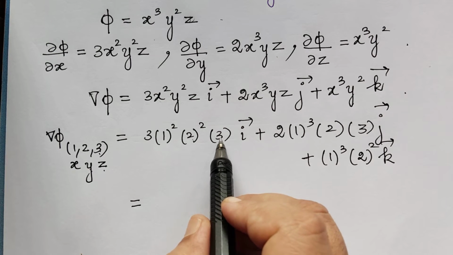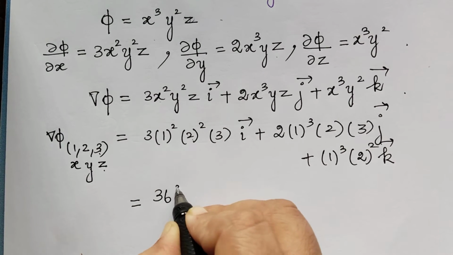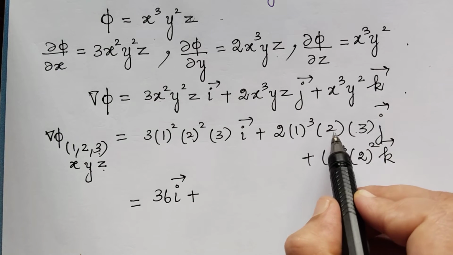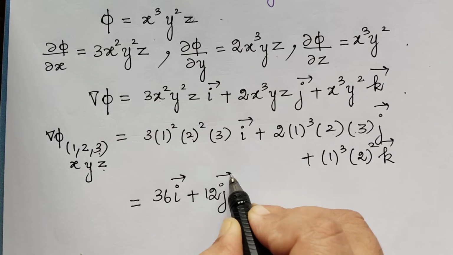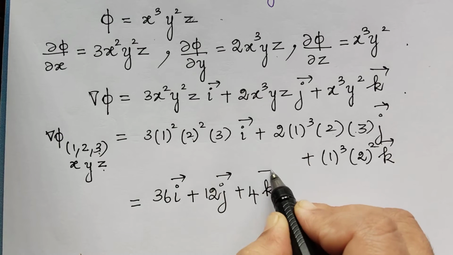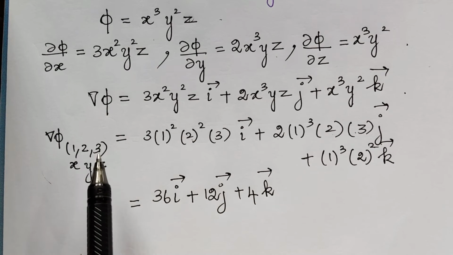So 4 times 3 is 12. 12 multiplied with 3 is 36. So 36 i vector plus. Now here 3 times 2 is 6, 6 times 2 is 12. So 12 j vector plus 2 squared is 4. So 4 k vector. So we have obtained nabla phi at the point (1, 2, 3).